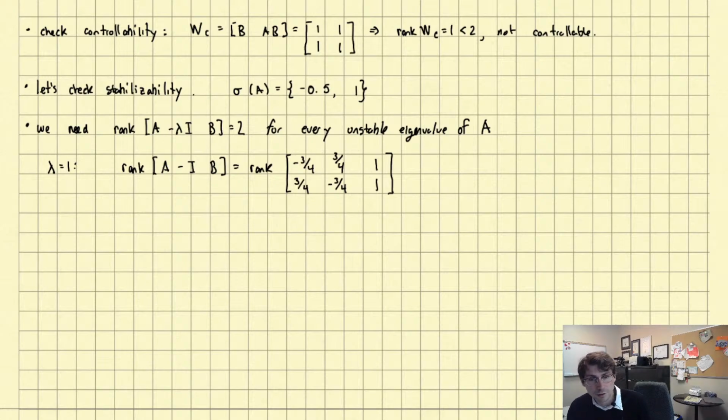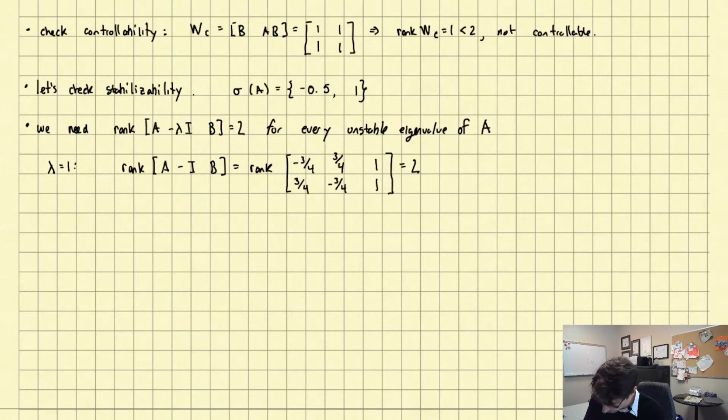Looking at the first column and the third column, you can see that one has a negative sign and one doesn't, so they're going to be linearly independent. And so this is going to have rank 2. Alternatively, you can check the determinant of every 2 by 2 submatrix, and if there's at least one with a non-zero determinant, then you have full rank. Okay, so the pair is stabilizable.